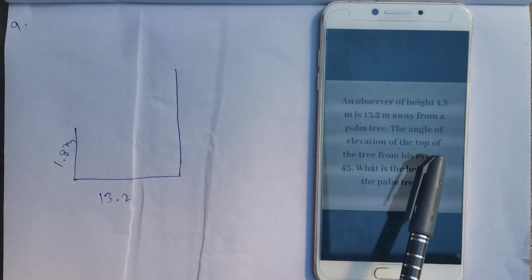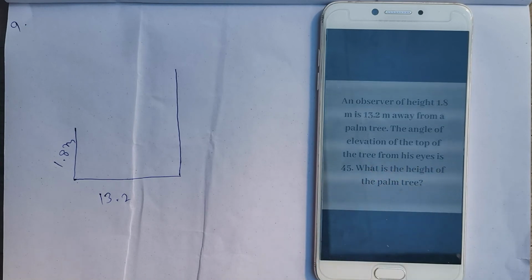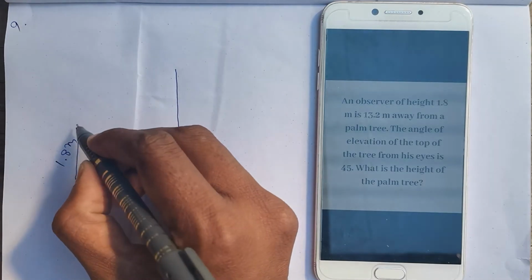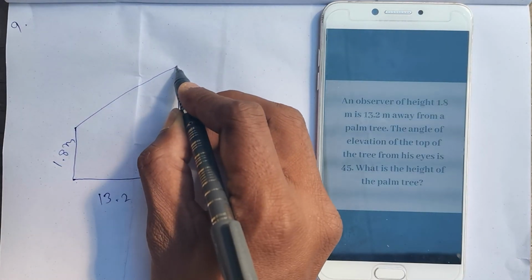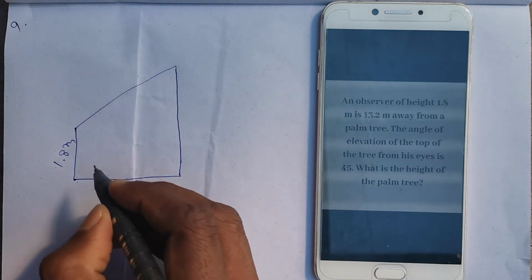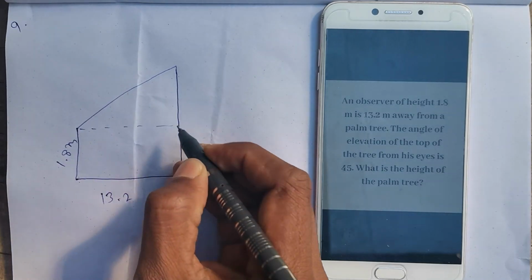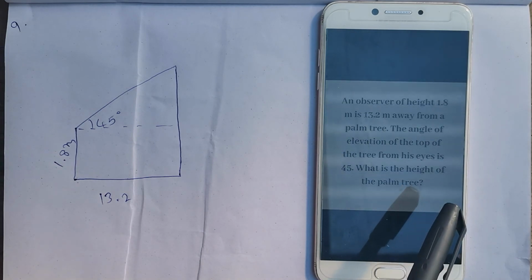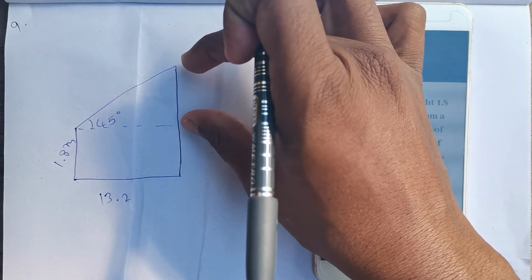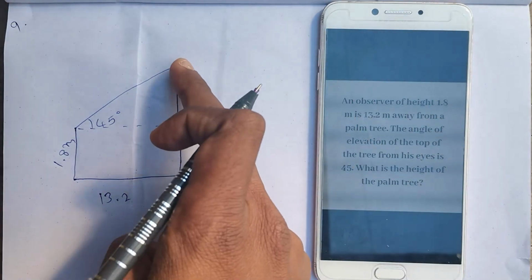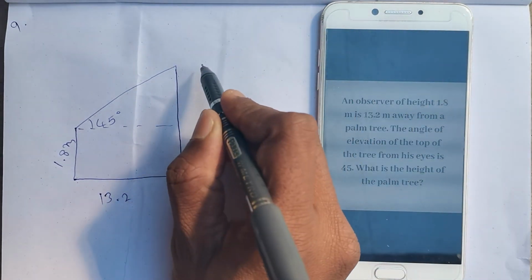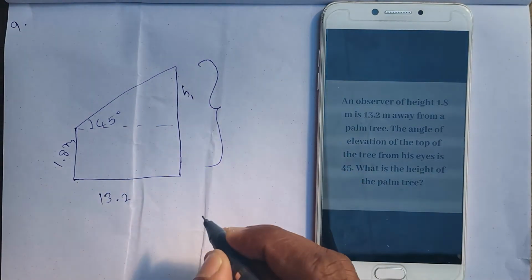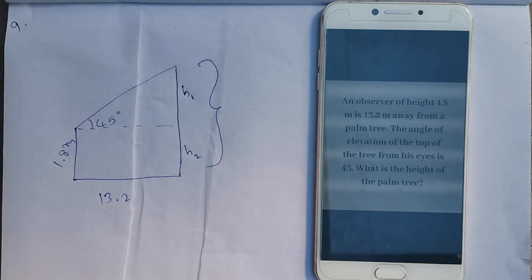The angle of elevation of the top of the tree from his eyes. Now this observer's eyes will be here. From his eyes, the top of the palm tree makes an elevation of 45 degrees. So simply draw one horizontal here, with this being 45 degrees. Then he is asking to find the height of the palm tree. So here we have one part, here second part. So these two parts together make up the height of the palm tree. So this one I am writing as H1 and this one I am writing as H2.